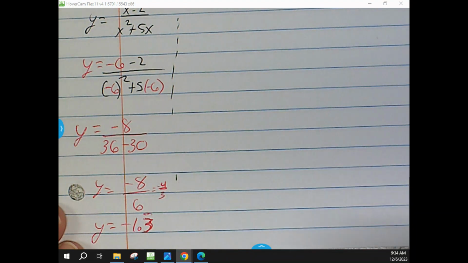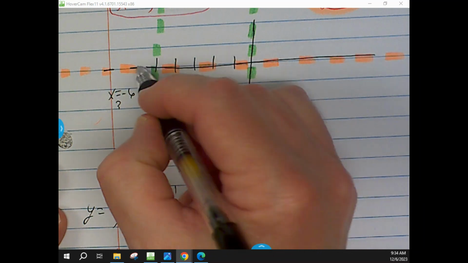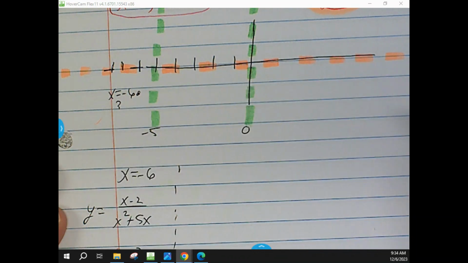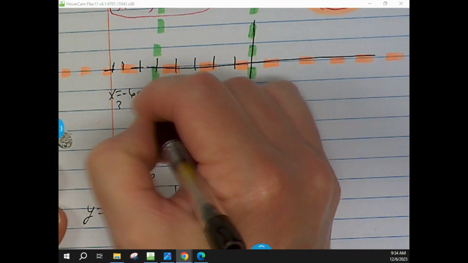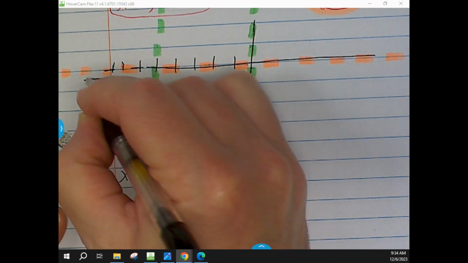Okay, but again, we want to know what that point is, but we're not overly concerned as long as we know where it is. If we plot this point, that's negative 1.3. So if we go back to negative 6, which would be here, we go down to negative 1.3, which would be about there. Now we know the graph has to stay in this area, because it's underneath the asymptote.